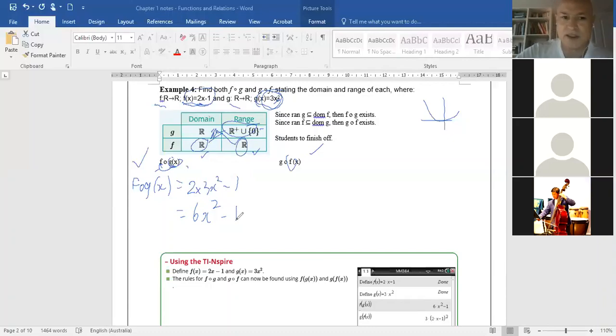Okay, now g of f. So doing this one, I'm going to get my f and I'm going to substitute it into my g. So my g is 3 times x, and my x in this case is 2x minus 1 because that's what my f equals, all squared. I can't simplify that one, so I'm just going to leave it like that. Further down, you'll see how to do it on your calculator: you can define your f of x, you can define your g of x, and then once you type in f g of x and g f of x, the calculator gives you the answer straight away. Any questions so far?